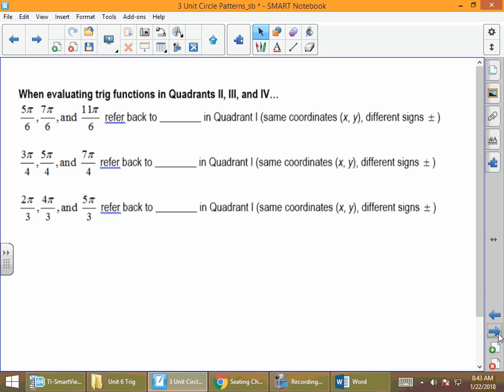So where I really was here is that 5 pi over 6 and 7 pi over 6 and 11 pi over 6, because they're all divided by 6, the reference is pi over 6. And even if we picked like 50 pi over 6, the reference angle would still be pi over 6. 3 pi over 4, 5 pi over 4, 7 pi over 4, they relate back to pi over 4. And finally, 2 pi over 3, 4 pi over 3, and 5 pi over 3 relate back to pi over 3.